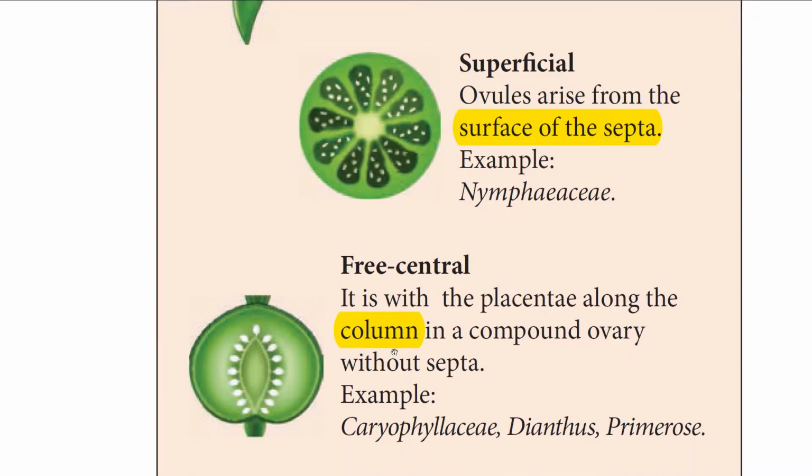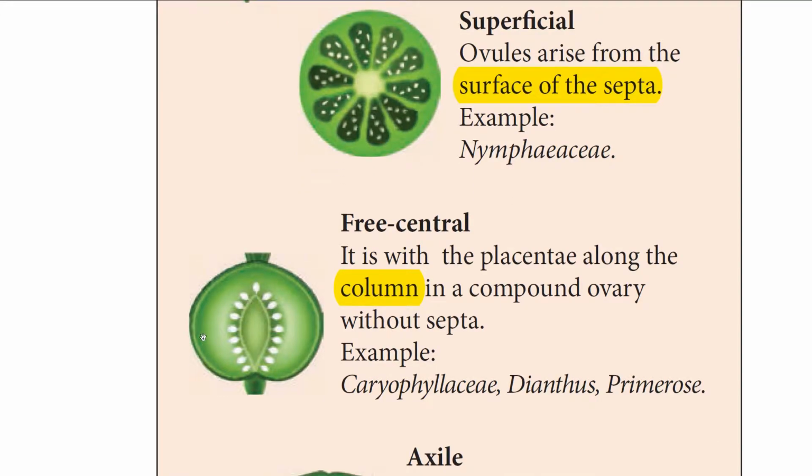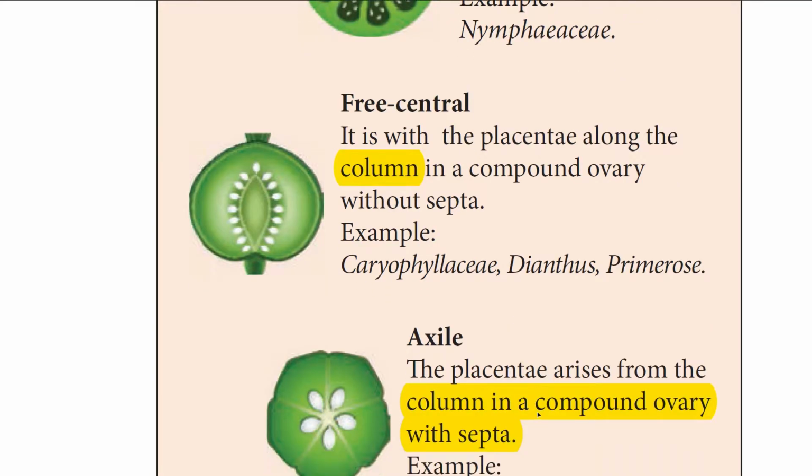Free central placentation. Here we can see the ovary wall which is totally away from the placenta. The placenta is attached to the base of the ovary at one point and it is free all over, and the ovules are attached on the placental tissue. Then it is called free central. The placental tissue lies as a column in the compound ovary without any septum. Example, Caryophyllaceae, Dianthus and Primrose.